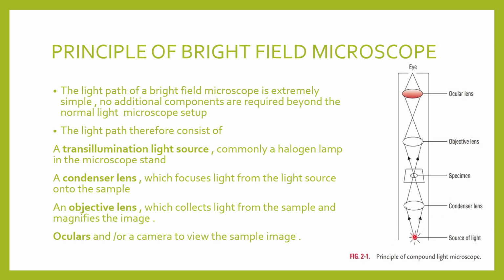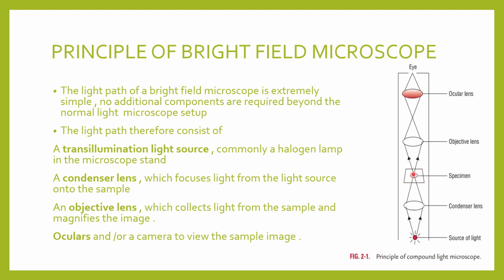Now from the light source, the light is produced, and this light reaches the condenser, which focuses light from the light source on the sample. As I said, the condenser condenses the light rays, meaning it converges and captures all the light rays, and then focuses them onto the specimen. Then the objective lens collects the light from the sample and magnifies the image.